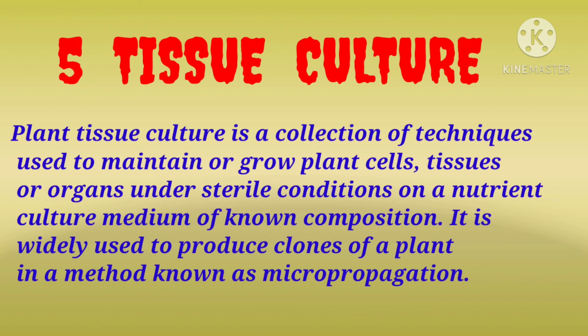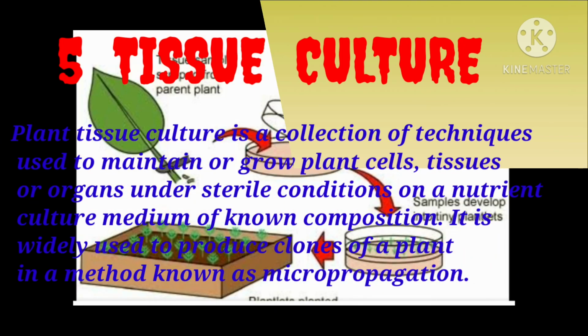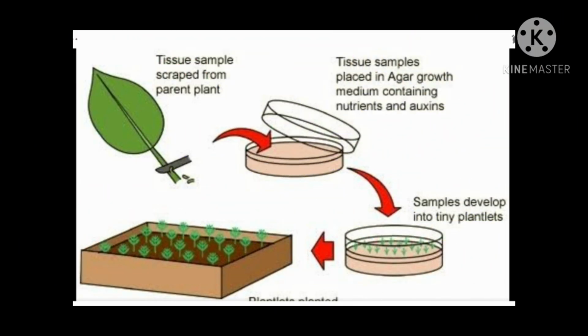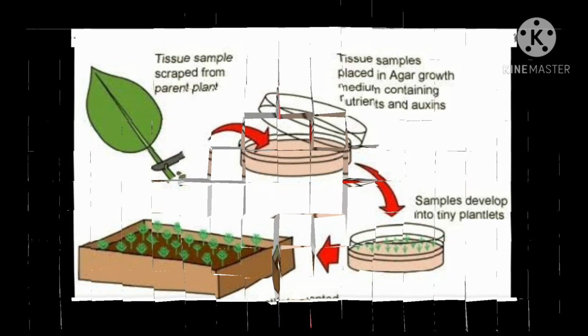So let's see the diagram. So a tissue sample is scraped from a parent plant, and after that it may be transferred into samples in which agar grows. Agar is a nutrient medium, and after that it may develop tiny plantlets, and then these plantlets may grow in a small area, and after that they may be transferred into the main field. So this is the method of tissue culture.